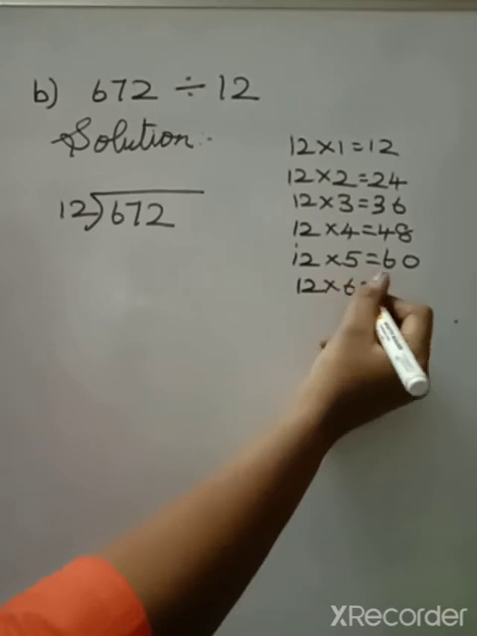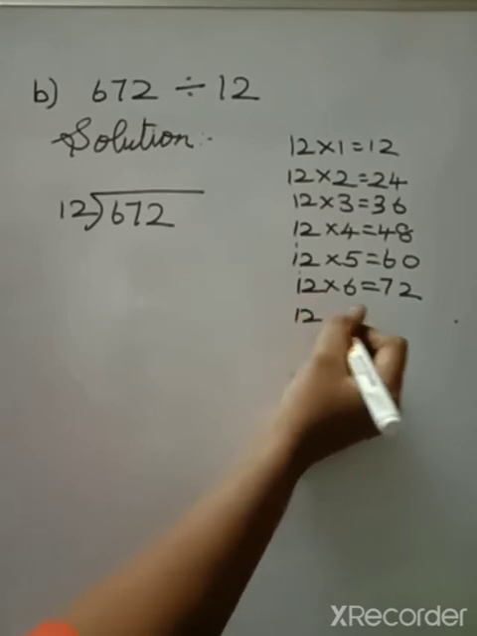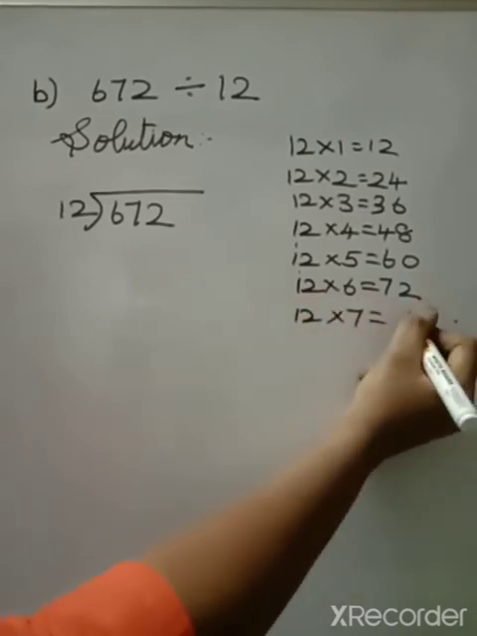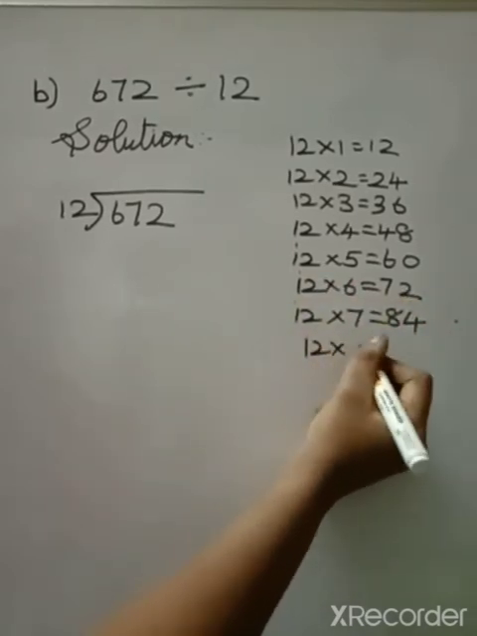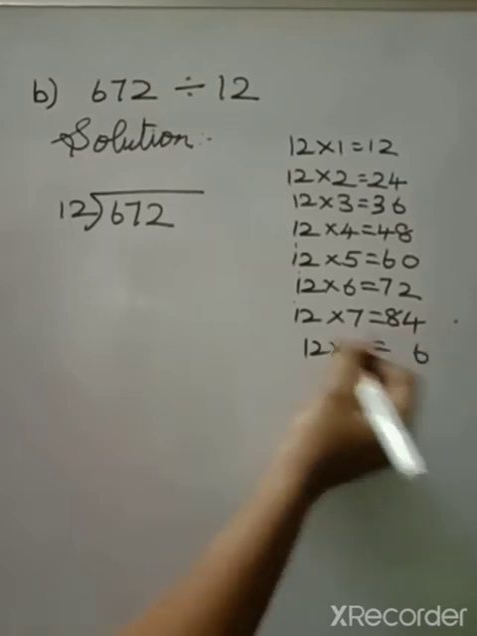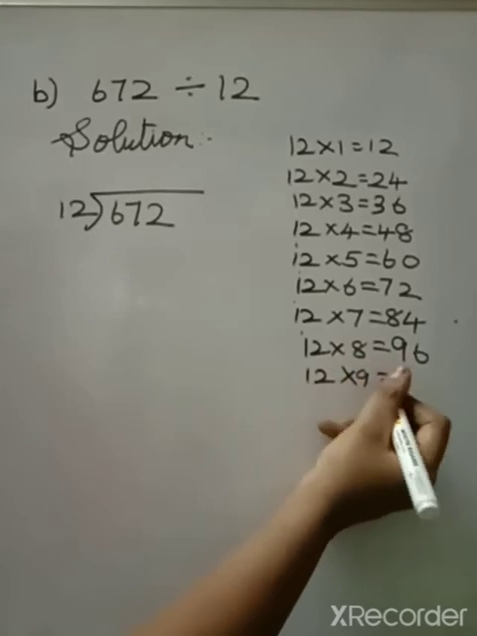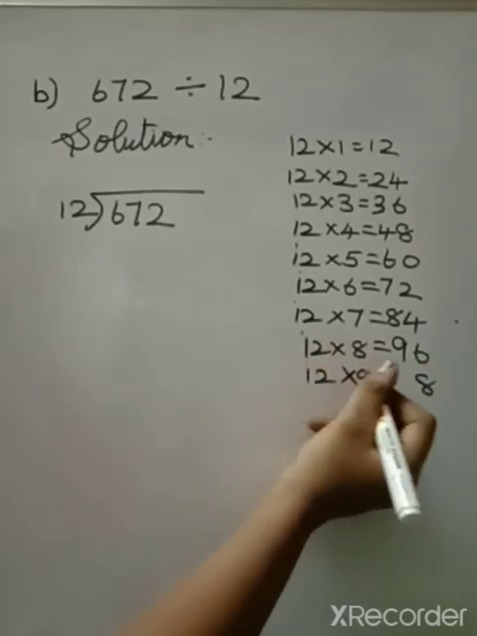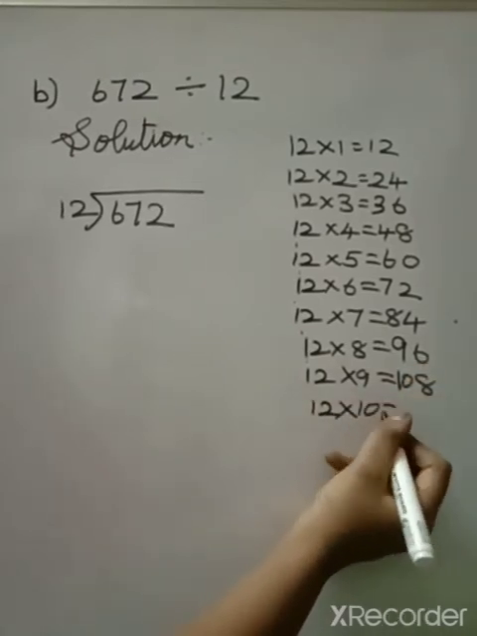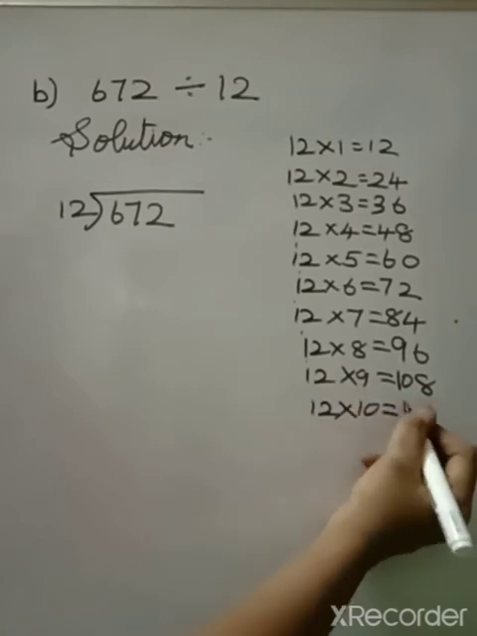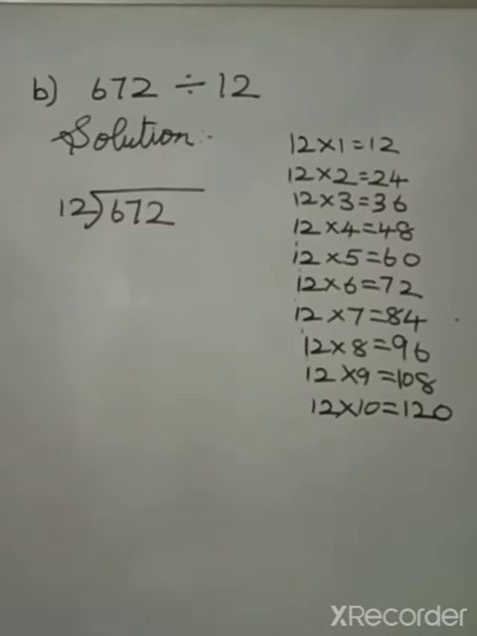And then 12 sixes are: 6 twos are 12, 6 ones are 6 plus 1, 7. 12 into 7: 7 twos are 14, 7 ones are 7 plus 1, 8. 12 8s are: 8 twos are 16, 8 ones are 8 plus 1, 9. 12 9s are: 9 twos are 18, 9 ones are 9 plus 1, 10. And then 12 10s are: see here, 1 10, 12 ones are 12, you are having 1 0, so you can put the 0 as it is. Okay, so this is the 12th table.